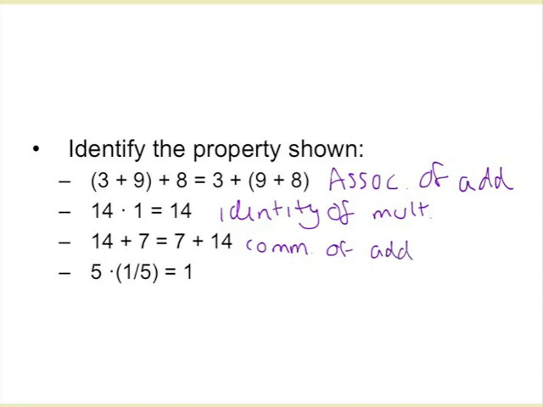And what's that last one? Inverse of multiplication, because it's getting us to that identity value of 1. All right? Wait, what was the last one? Inverse of multiplication. Questions?